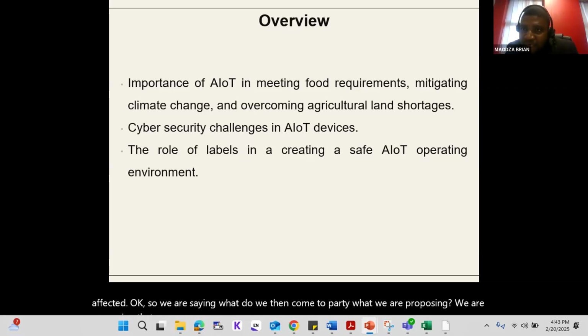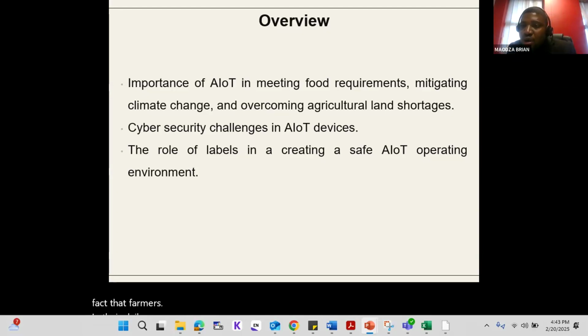Okay, so what we are proposing is that we need to help farmers, so that when they are purchasing devices, it makes it easy for them, right? The idea behind this was informed by the fact that farmers in their daily life are used to buying chemicals or fertilizers. I am a farmer myself.